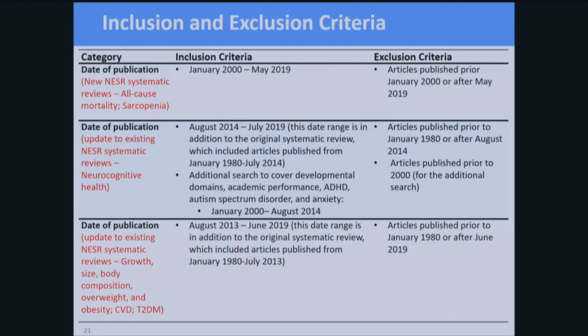and an additional search will be done to capture outcomes that were not considered in the existing review, because the neurological health outcomes have had many changes in the labels, and we want to catch all those changes in the labels that have occurred in current times. The date range of the publication to update the systematic reviews for growth and size and body composition in CVD and type 2 diabetes will be August 2013 to July 2019, and this is in addition to the included articles from the previous systematic review of 1980 to 2014.